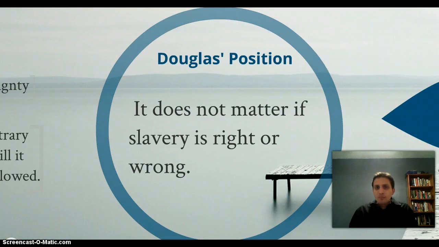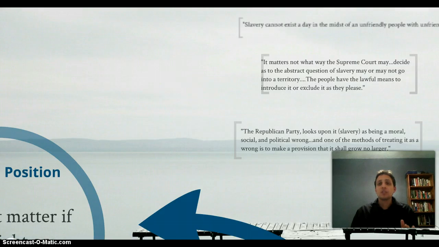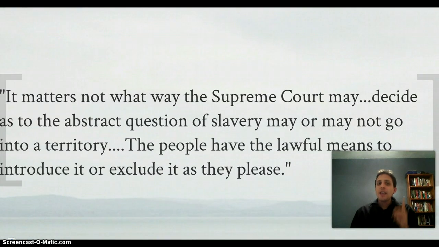Now, Douglas's position. His position we talked about in class already pretty substantially. To him, he says it does not matter if slavery is right or wrong. Morality is not the issue to Douglas here with slavery. What he says, it matters not what way the Supreme Court may decide as to the abstract question of whether slavery may or may not go into a territory. The people have the lawful means to introduce it or exclude it as they please.